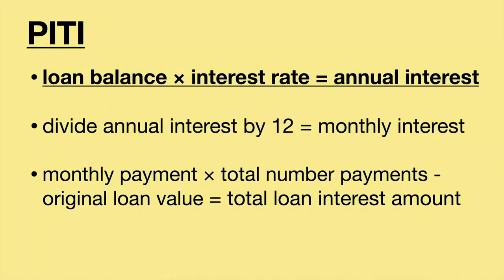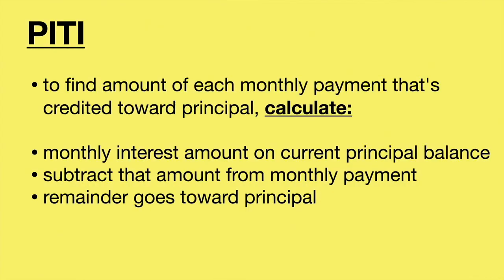On your exam, you might be expected to perform a number of interest and payment calculations. So here are some to keep in mind. Loan balance times interest rate equals annual interest. Just remember that one. Divide annual interest by 12 to get monthly interest. Monthly payment times total number of payments minus original loan value equals total loan interest amount. To find the amount of each monthly payment that's credited toward principal, calculate the monthly interest amount on the current principal balance. Subtract that amount from the monthly payment. The remainder goes toward principal.